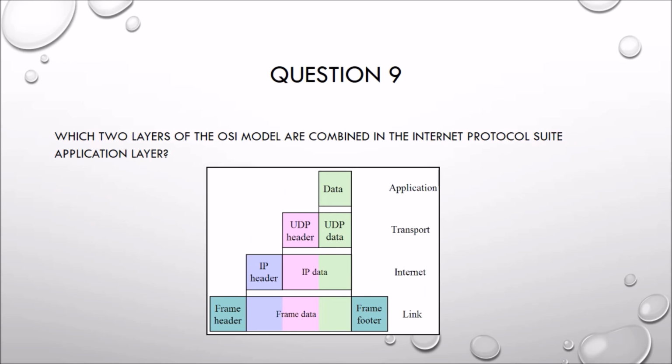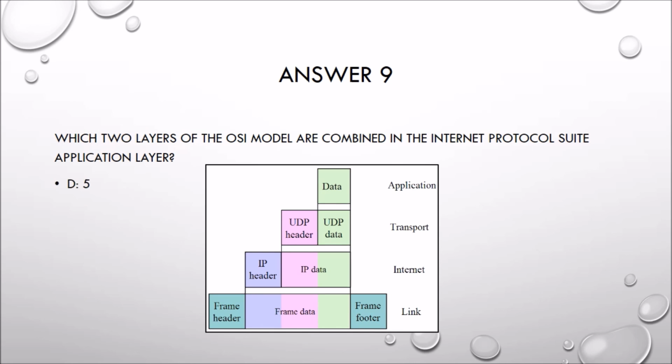Question 9. Which two layers of the OSI model are combined in the Internet Protocol Suite application layer? Now I've thrown up a diagram of the Internet Protocol Suite in order to help with this question. So your options are layers 2 and or 3 and or 4 and or 5, 6, and or 7. And the answer is layer 5 and layer 6.